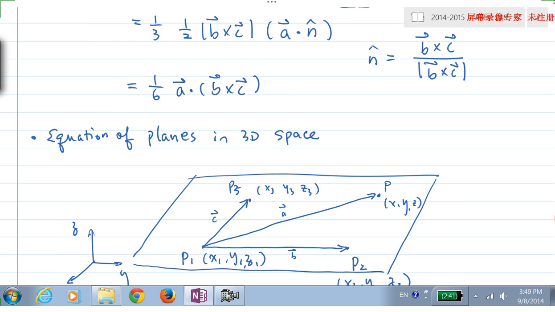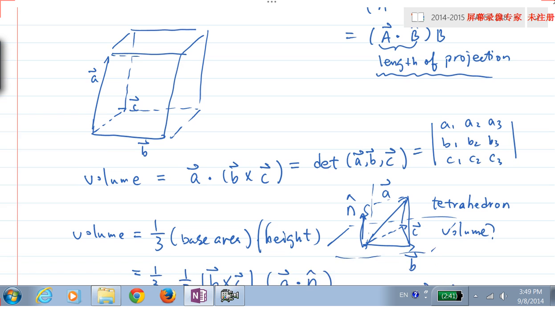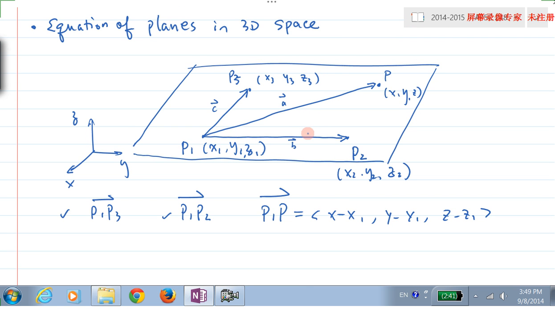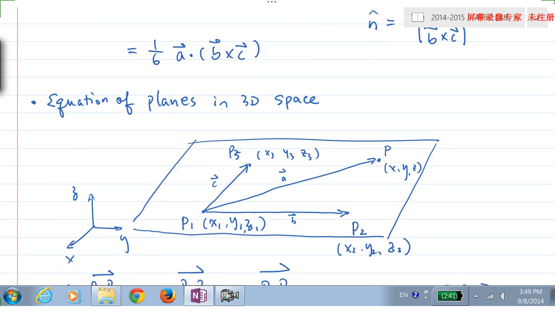So in this case, this vector is in the same plane as here because we're looking for the plane equation, right? So then, if A happened to be in the same plane as B and C, what would be this dot product? Or what would be the volume? 0, right? So that's easy. So basically, the parallelepiped volume will be 0 if A is in the same plane as B and C. And that's exactly the case here.